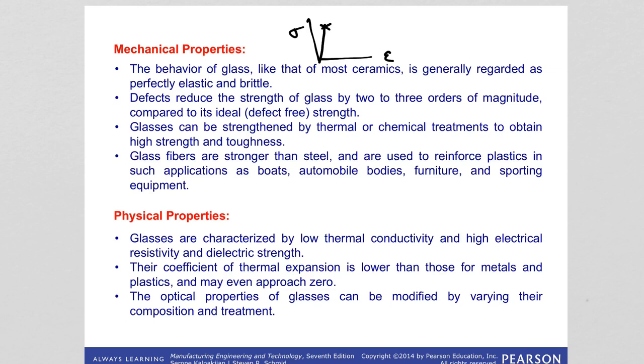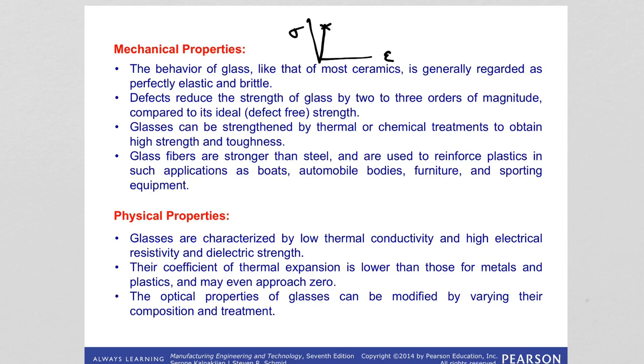And glass in bulk form has much lower strength compared to fiber form. The reason is that the bulk form is of course bigger, and the probability of finding flaws and cracks inside the material is much higher compared to a fiber. Fibers usually have far fewer defects, and therefore their strength is much higher compared to their bulk form.